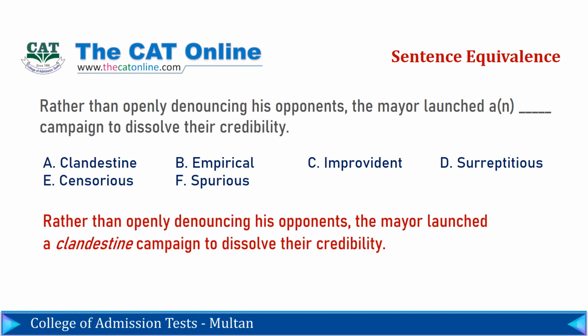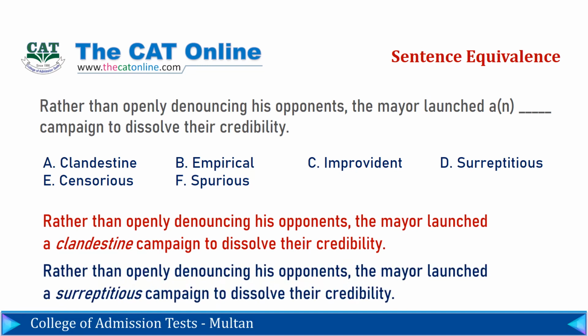Rather than openly denouncing his opponents, the mayor launched a clandestine campaign to dissolve their credibility. Rather than openly denouncing his opponents, the mayor launched a surreptitious campaign to dissolve their credibility. These sentences both make sense, and they both mean the same thing, so these 2 are our answers, found without going through all 6 words and plugging them in.